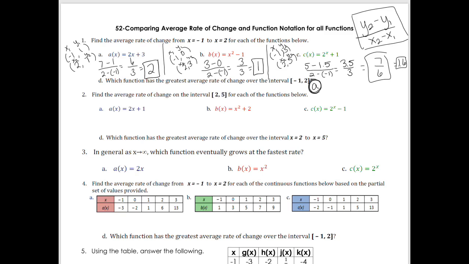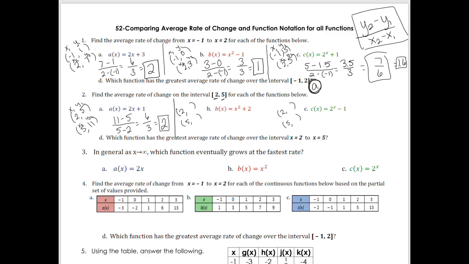So this is just written differently, the interval. So it wants to know the interval from 2 to 5. So I need a point that starts with 2 and an x value of 5 for each of these. 5 is 1 point, and 5, 11 is my other point. x1, y1, x2, y2, 11 minus 5 over 5 minus 2. 11 minus 5 is 6, 5 minus 2 is 3, and 6 divided by 3 is 2.